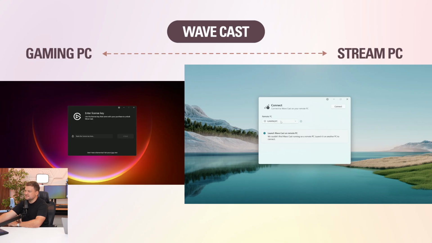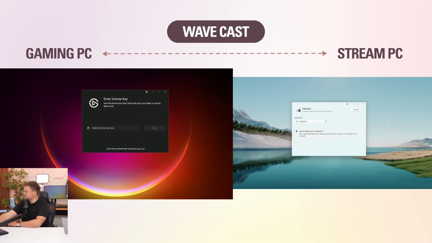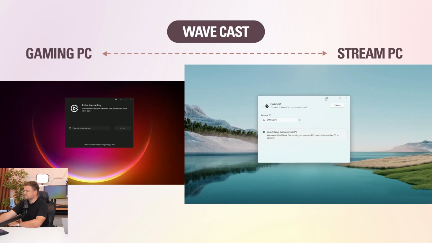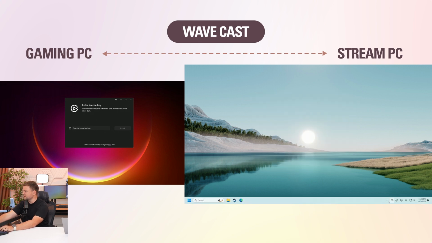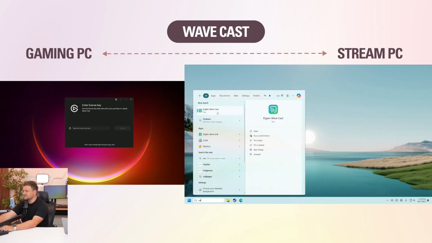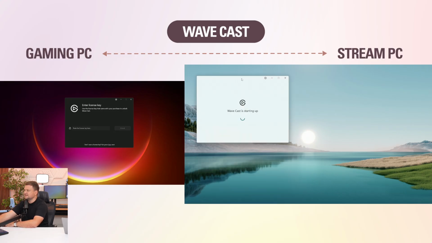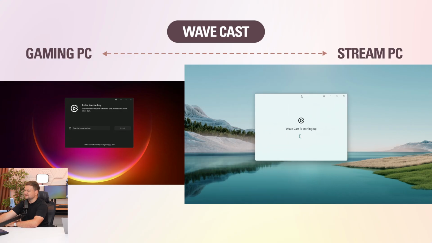I have the license key set up on the stream PC, and I don't on the gaming PC here. But these two versions of Wavecast should actually find each other. Let me go ahead and restart it here as well. It will look really, really cool. Let's see. Wavecast. This has been our Wavelink 3 system, so it's been through the ringer, so to speak.